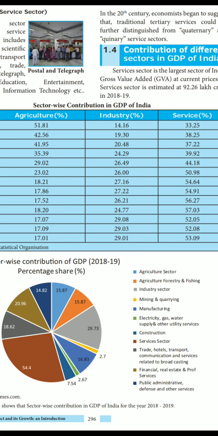From this pie chart, which portion has more percentage? That is the service sector. Okay. So, which is the largest sector of India? Service sector. Are you clear? How many percentage is the service sector, according to this pie chart 2018-19? That is 54.4 percentage. Are you clear about this?